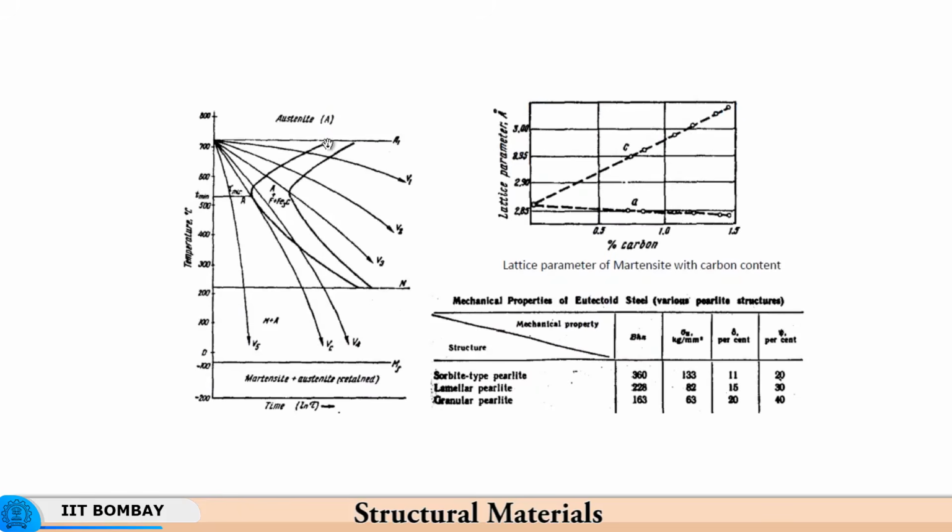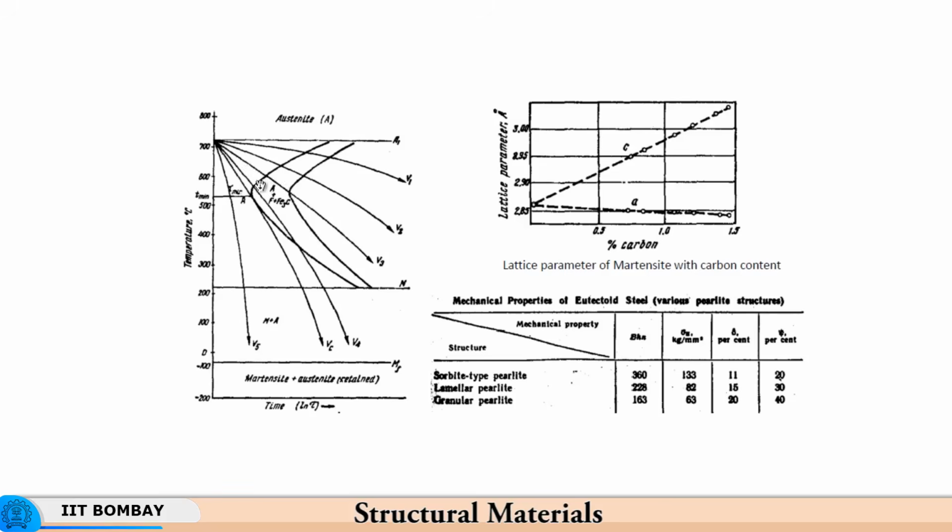Now, what happens is this TTT diagram moves to the right. Supposing this moves to the right, let us say it occupies this position for this curve, and then there is another curve over here. So instead of starting the transformation at this curve, let us say transformation starts over here and ends at another curve over here. Then these three cooling rates will miss the nose, because now the nose would have shifted over here, right. So then the critical cooling rate has come down.